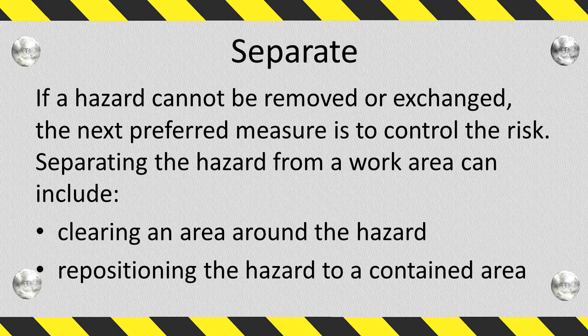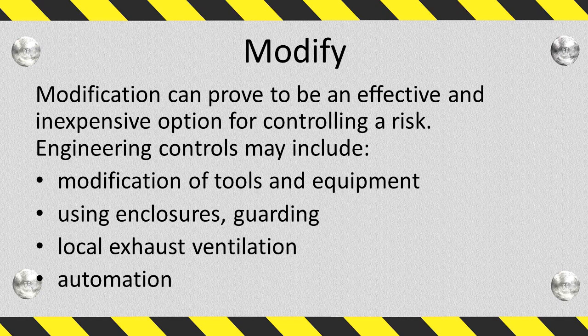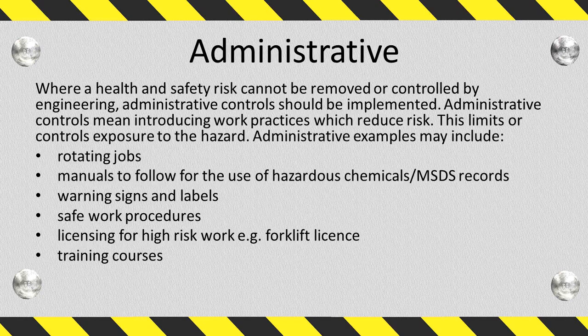Separate. If a hazard cannot be removed or exchanged, the next preferred measure is to control the risk. Separating the hazard from a work area can include clearing an area around the hazard or repositioning the hazard to a contained area. Modify. Modification can prove to be an effective and inexpensive option for controlling a risk. Engineering controls may include modification of tools and equipment, using enclosures or guarding, local exhaust ventilation, or automation.